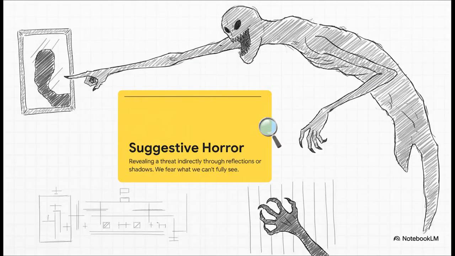And this is a classic, brilliant horror technique called suggestive horror. The blueprint is really clear about this. We never get a good look at the monster. It's just a tall shadow figure whose limbs extend too far. That's it. Because what our own minds can cook up to fill in those blanks is always going to be scarier than anything that could actually show us. We fear what we can't fully see.